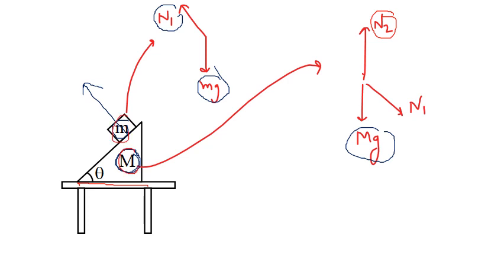So bigger M will apply N1 on small m, Newton's third law. This M applied N1 on this M. So this M will also apply N1 on this M, but it will be opposite in direction. So forces will be equal and opposite in direction. So M has applied N1 in that direction. So M will apply force in this direction. So N1 will come here. So this is free body diagram of this plank and this small mass m.